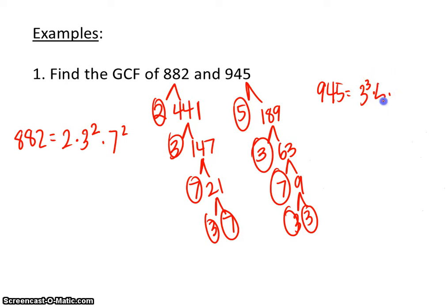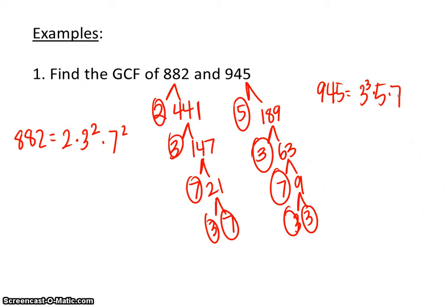1, 5, and 1, 7. Again, it doesn't matter what order because of the commutative property, but I did an order from least to greatest number. Okay. Now, in order to find the greatest common factor, I'm going to take these prime factorizations and see what they have in common.